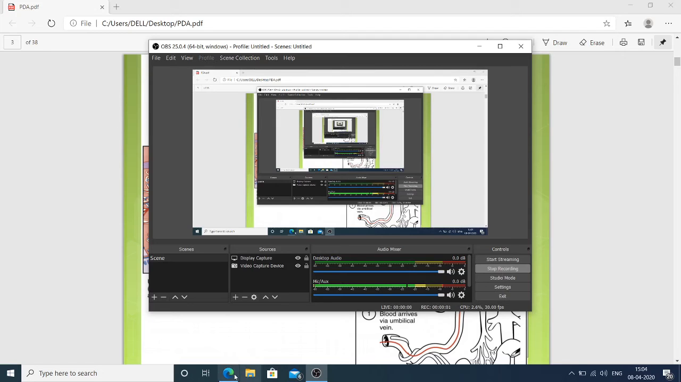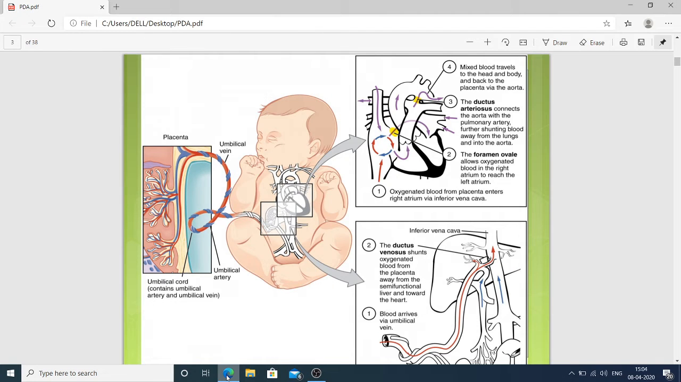Hello guys, Rajendra here with the new topic, that is patent ductus arteriosus. This topic is for BSc Nursing third year, post basic BSc Nursing first year and MSc students of the child health nursing specialty. First of all, I would like to talk about the patent ductus arteriosus.